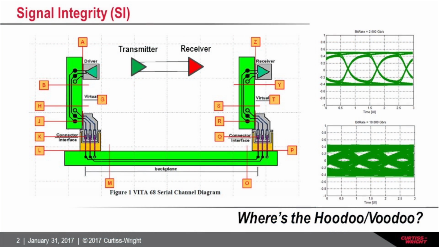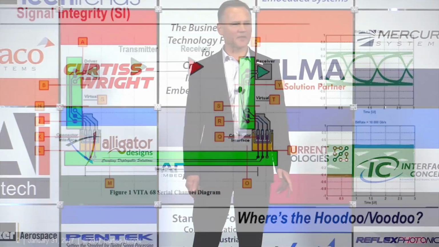So let's start with some basics, beginning with the serial signal transmitter and receiver and the channel upon which the signal travels. I'm showing here a physical schematic out of the VITA 68 channel compliance standard. And it shows the various parts and interfaces that are involved in transmitting a signal and that you have to be concerned with to figure out what specific maximum speed you might be able to transmit over that channel.